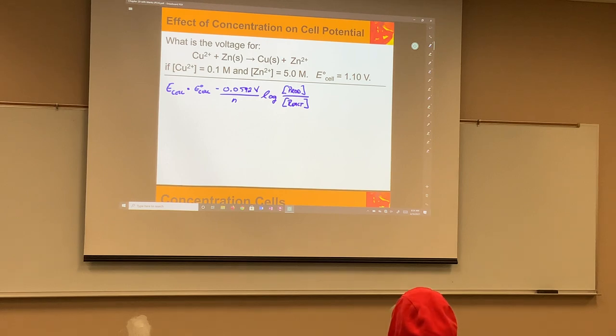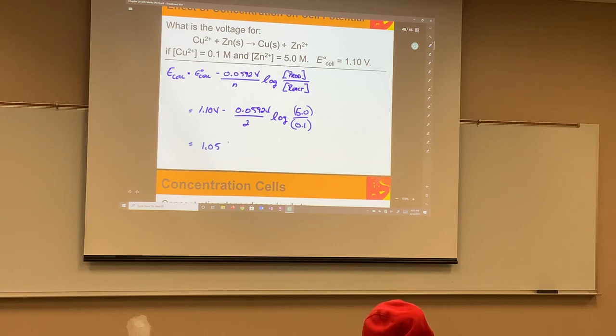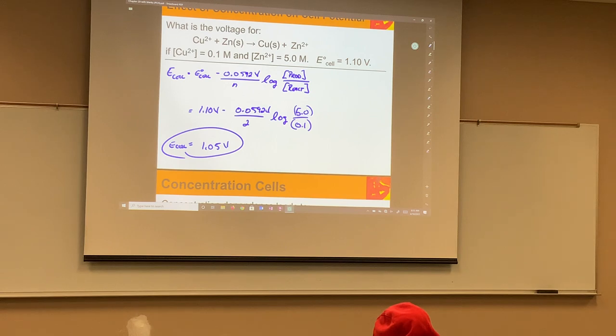So then it just becomes a matter of filling in the blank, right? So E of the cell, 1.10 volts minus 0.0592 volts over 2, right? The number of electrons, log of 5.0 over 0.1, okay? And if I did all this, I got 1.05 volts for E of the cell. Not too scary, right? Just making sure we got the right information into the right variables there.